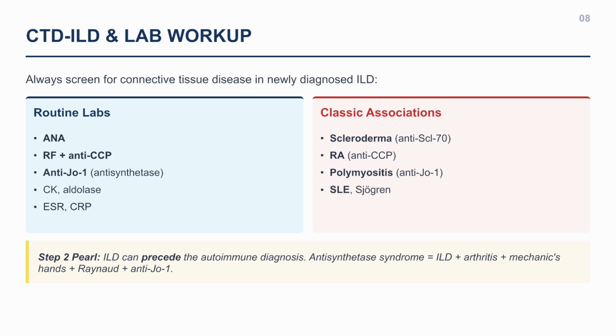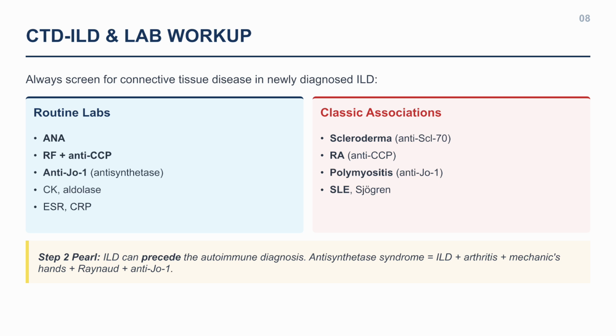Always screen for connective tissue disease in any newly diagnosed ILD, because rheumatic disease can present with ILD before the joint or skin findings appear. Routine labs include ANA, rheumatoid factor, anti-CCP, anti-Jo1 antibodies, creatine kinase and aldolase for myositis, and inflammatory markers like ESR and CRP. Classic associations to know.